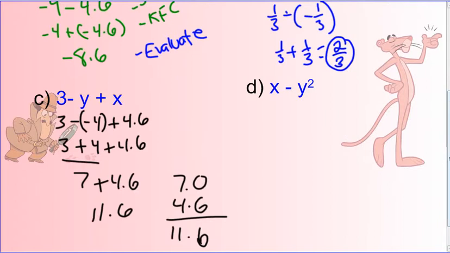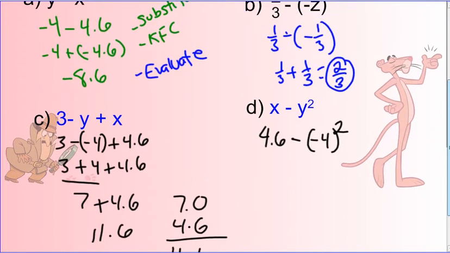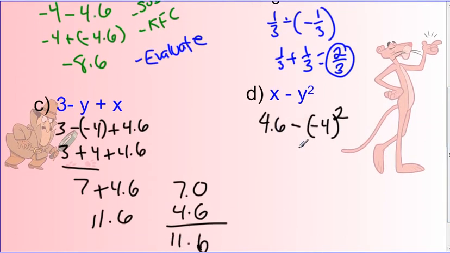Letter D. x is 4.6 minus y, which is a negative 4, squared. All right, order of operations. Order of operations says we've got to do the exponent part before we do adds and subtracts. So we have to take this negative 4 squared, which in hindsight we haven't really learned how to do multiplication, but I'll tell you now. Negative 4 times negative 4 is going to be a positive 4.